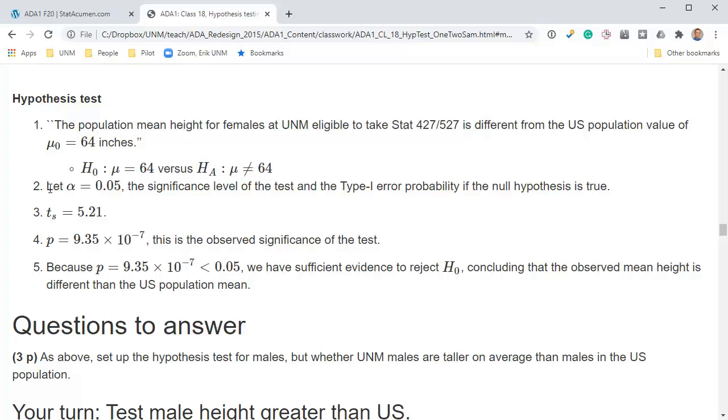Part 2, we're going to let alpha equal 0.05, and that is the significance level of the test, which is also equal to the type 1 error probability: if the null hypothesis is true, the probability that we incorrectly say that the null hypothesis is false. The test statistic is from above. So let's go look at the code now, where we will get the t-statistic and the p-value.